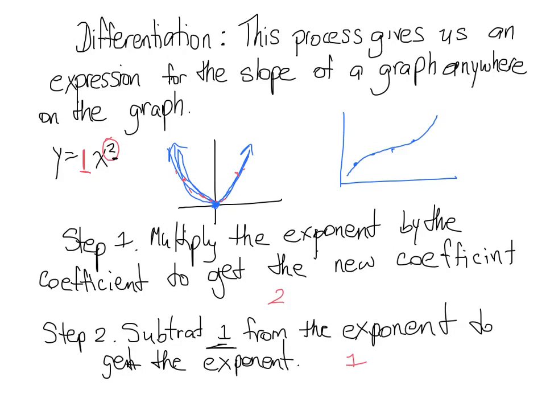So our new coefficient is 2, and our new exponent is 1. And our derivative, or the differentiated equation, or the slope of our original graph, is 2x to the 1, because 2 is the new coefficient. And of course, we don't have to write the 1 because it's assumed. So that will tell you the slope anywhere on this graph.